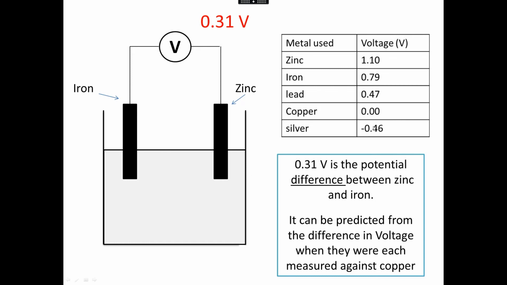In other words, we can start using these results to predict the voltages for any pair of metal, right? The potential difference between zinc and iron will be the same as their difference in their voltages compared to copper. Right, so 1.10 minus 0.79 equals 0.31 volts. We can predict that before we even do the experiment by using the results against copper.